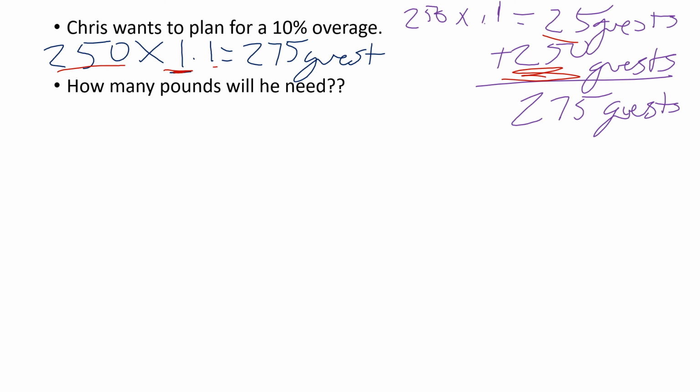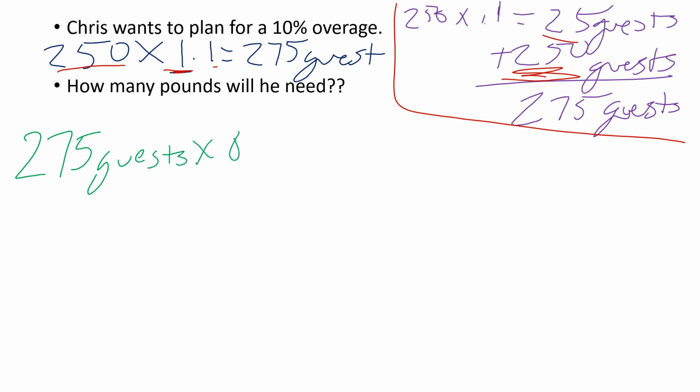So 1.1. If this little shortcut is not clicking with you, then just do it this way. You first multiply 250 by 10% and then add it to the original number. If that makes sense to you, do it. I'm just offering this as a shortcut if you want to use it. So now, how many pounds will he need to do 275 guests? I'm not going to write out the words again on this one, but we start with the 275 guests.